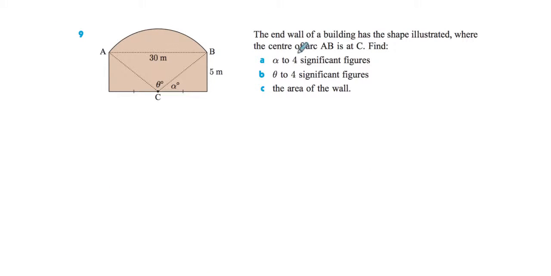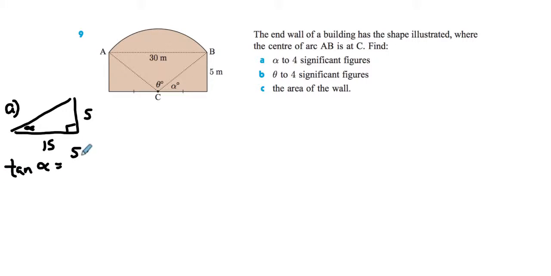All right, question number 9. This wall is designed like the picture, and we want to find theta. Well, I know two sides of this right triangle. I know the base is 15 and the height is 5. So I ask myself, what trig function involves opposite and adjacent side, which is the tangent. So tangent is equal to 5 over 15.